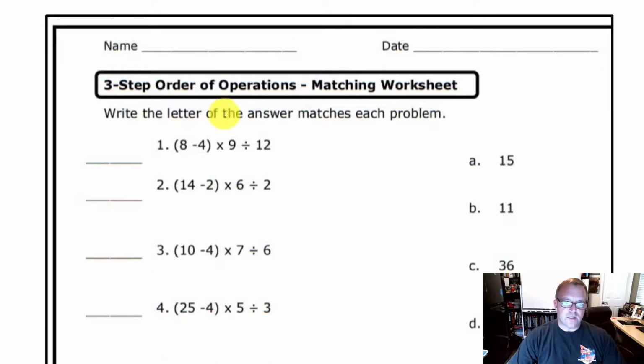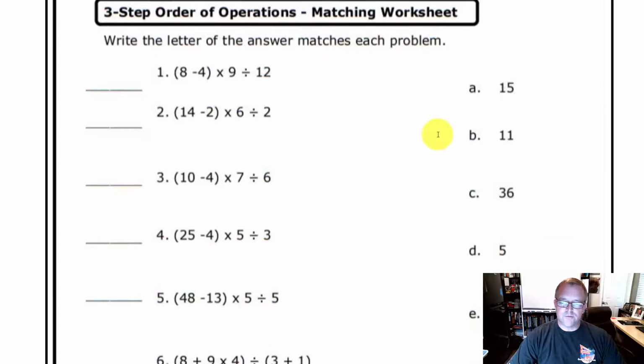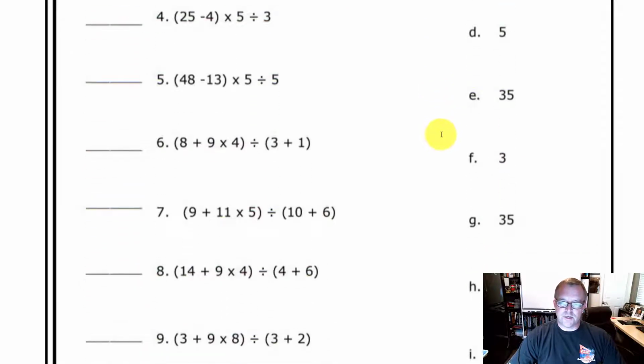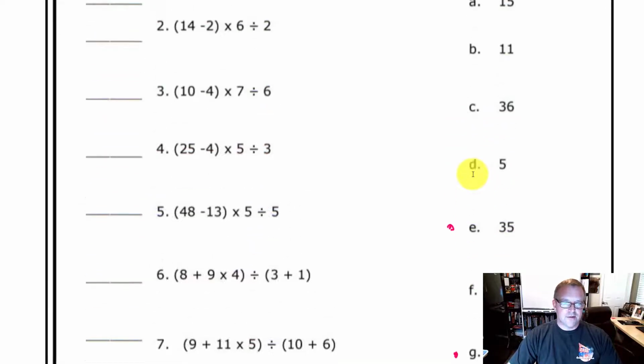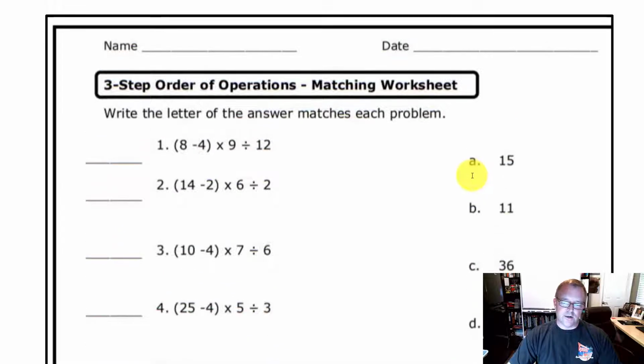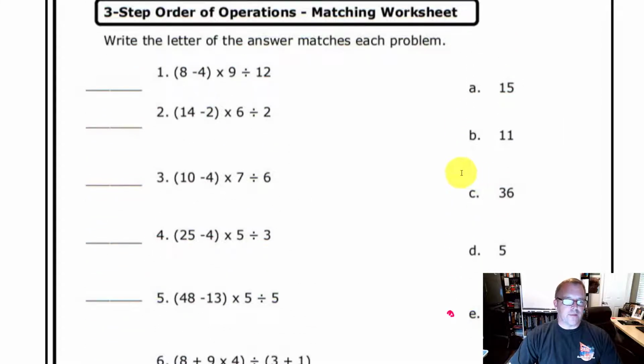Okay, so write the letter of the answer that matches each problem. Now, if you look at these choices here, what do you notice? 2 answers that are exactly the same, right? So if you were grading this, how would you even know if someone had the right answer if they wrote the letters? Oh, you were supposed to write G, but the answer was E. Well, they're the same answer. So we have to be careful about that, but I would say G and E are interchangeable. They're the same answer.